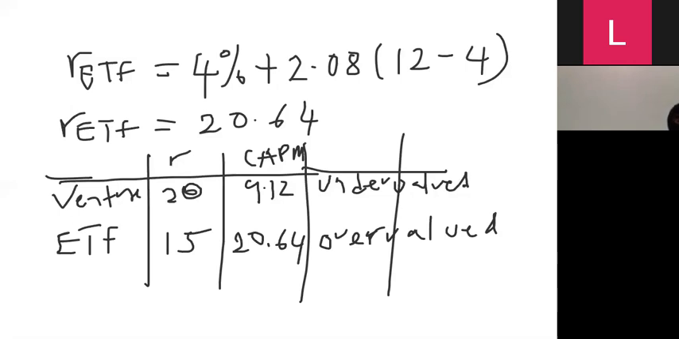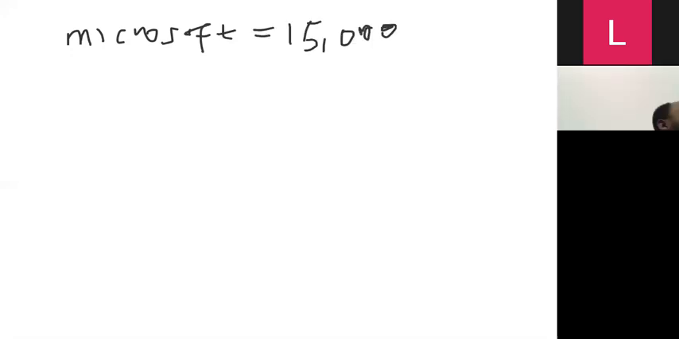Let's move to question 5. In question 5, your investment portfolio consists of 15,000 invested only in one stock, Microsoft. So our portfolio has 15,000, and this 15,000 has been invested in Microsoft. Suppose the risk-free rate is 5%, that is RF is equal to 5%.